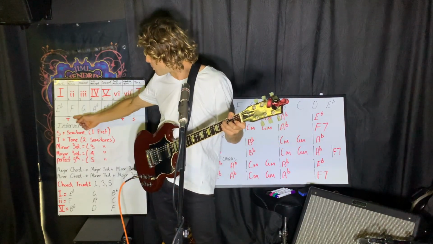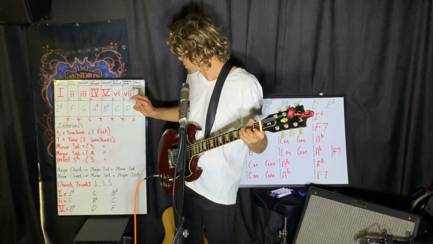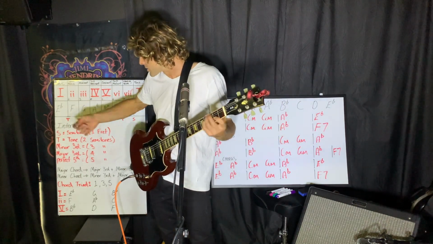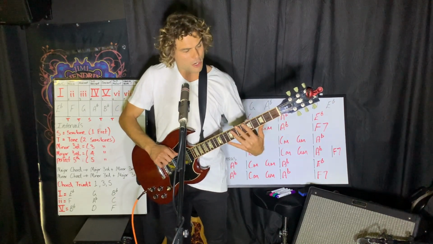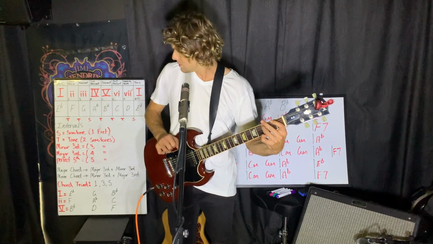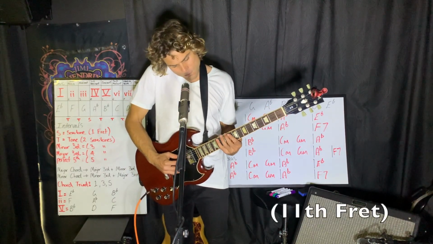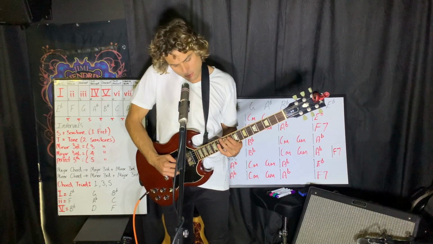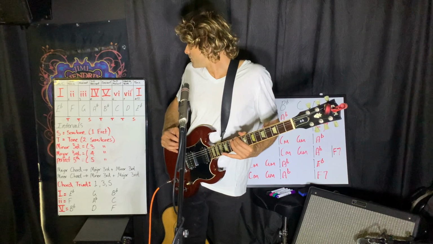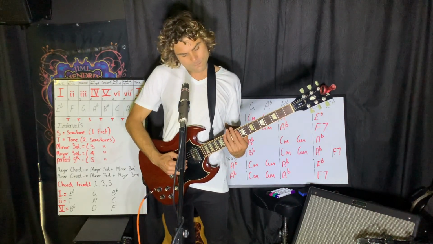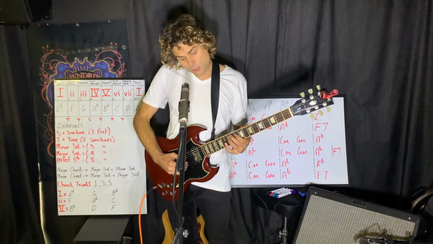Now, our major scale pattern: tone, tone, semitone, tone, tone, tone, semitone. Basically, a semitone being 1 fret, tone being 2 frets. So our E flat major scale, we come up here to E flat, play the major scale. That's your tone, tone, semitone, tone, tone, tone, semitone.